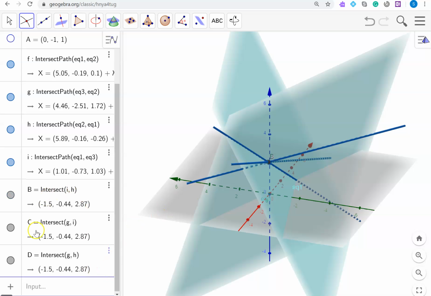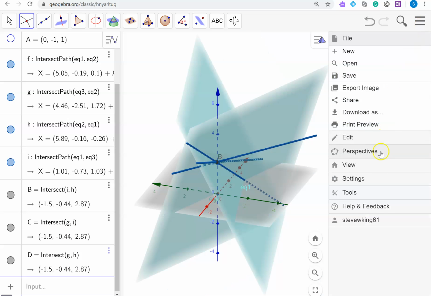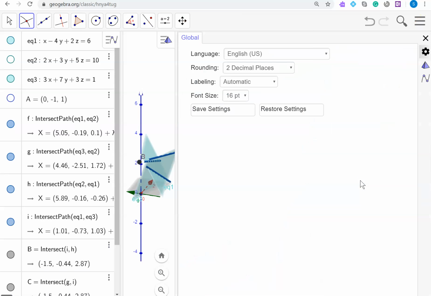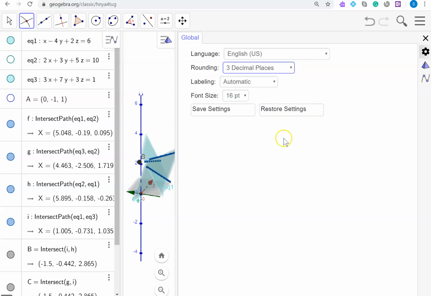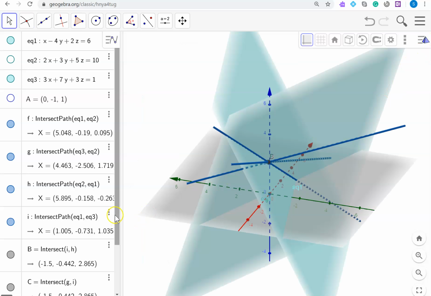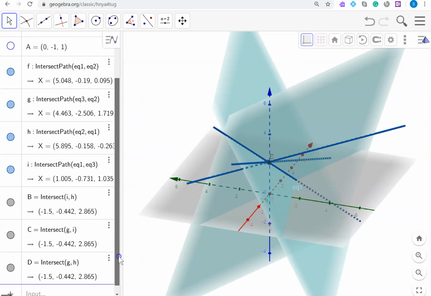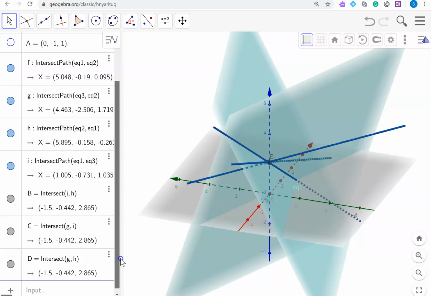Now, hopefully that should match up with the results that you get on your calculator. Your results might be slightly different because these have been rounded to 2 decimal places. I think I can change that. If I go to settings, will that allow me to change it? Yeah, let's take it to 3 decimal places. And let's close that down. You'll see that we've got 3 points, and hopefully that matches up with the 3 points that you have on your calculator.